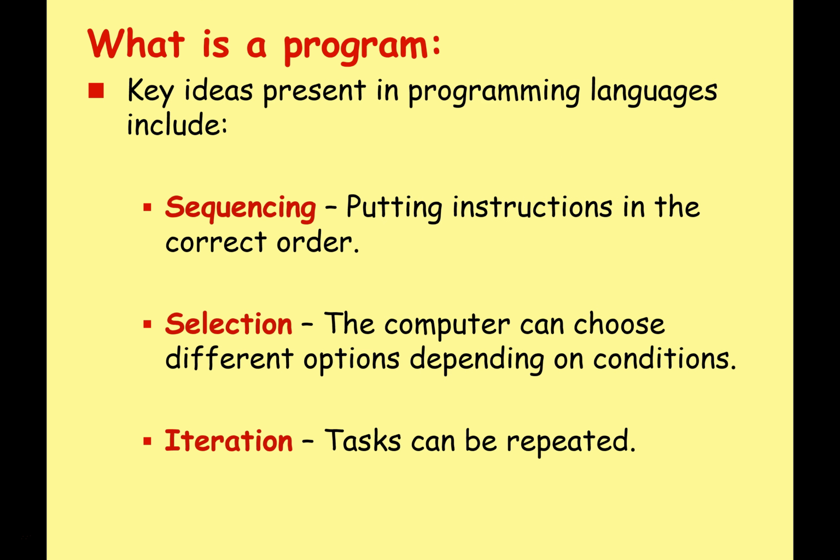All right, so there are key ideas in every programming language. The key ideas that we're just going to look at first of all are sequencing, putting instructions in the correct order; selection, where the computer can choose different options depending on conditions present in your program; and iteration, where tasks can be repeated multiple times by the computer. So it doesn't matter which programming language you're looking at, it's always going to involve sequencing, selection, and iteration. Put everything in the right order, let the computer make choices depending on conditions, and repeat steps that have to be done many times. Computers are really good at doing that.